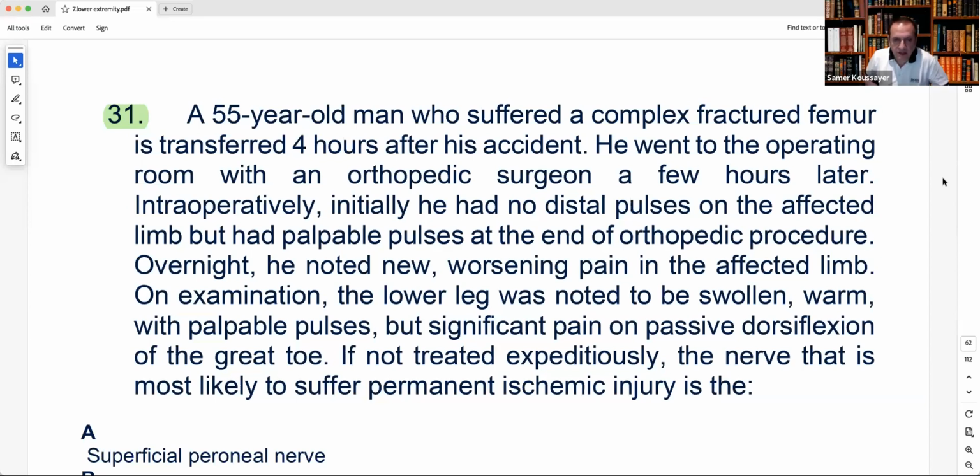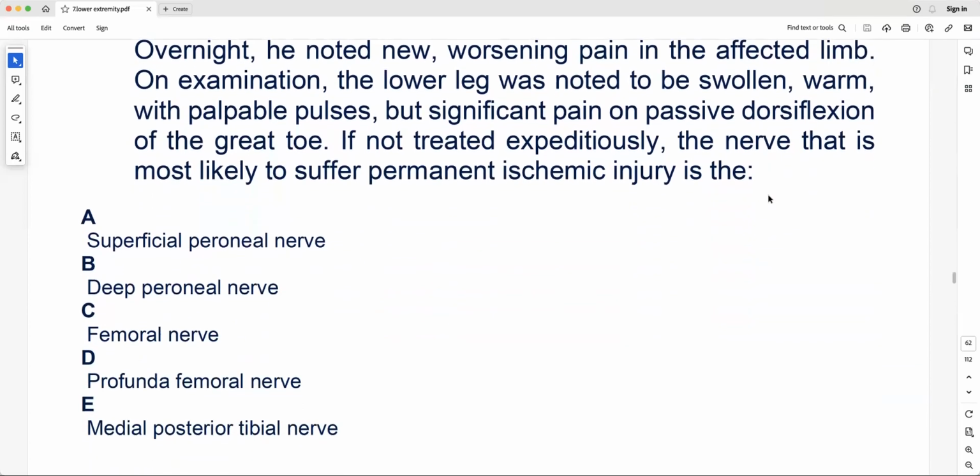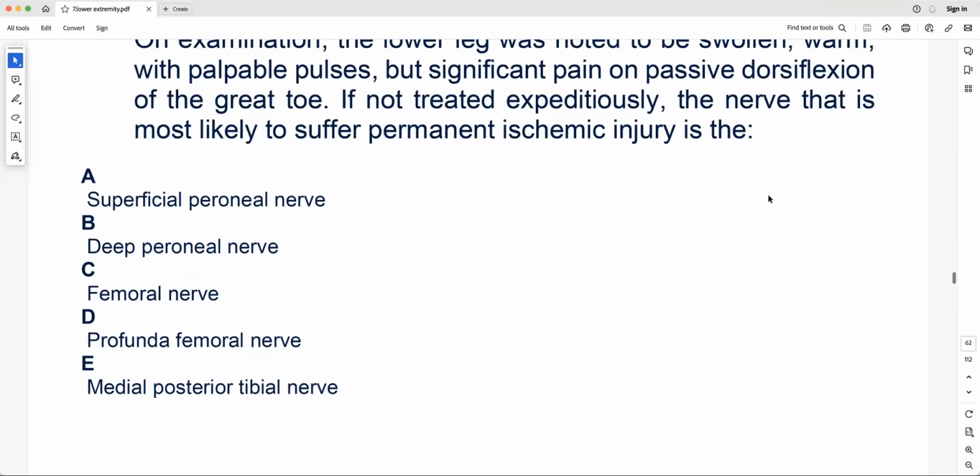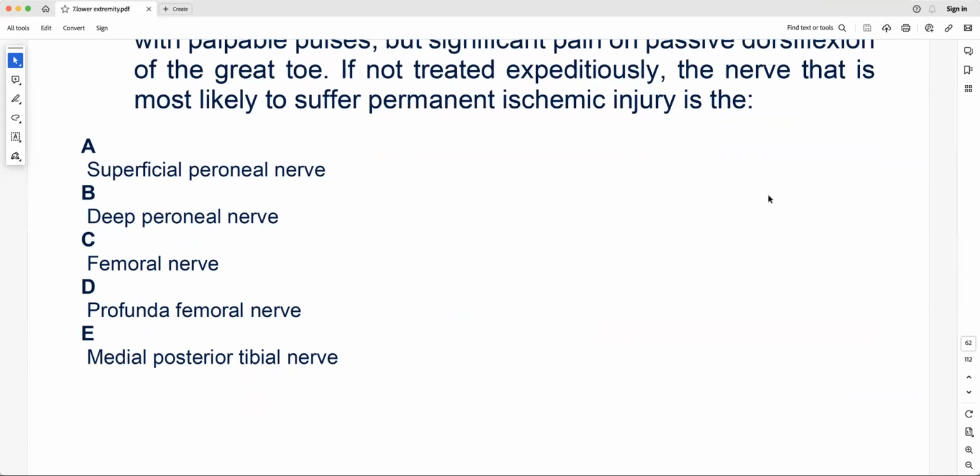So what I'm going to ask you is, what nerve? So let's see. Superficial nerve? No, I don't think it is the one. Deep peroneal nerve, I think this is the right answer. Femoral nerve? No. Profunda femoral nerve? Also no. Medial posterior tibial nerve? So I think the answer is the deep peroneal nerve.